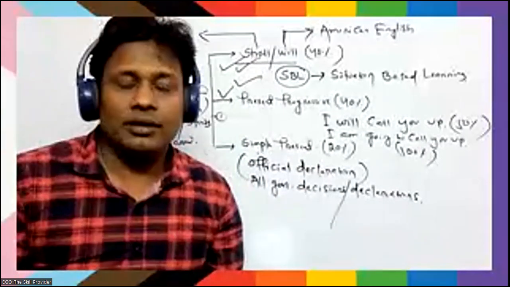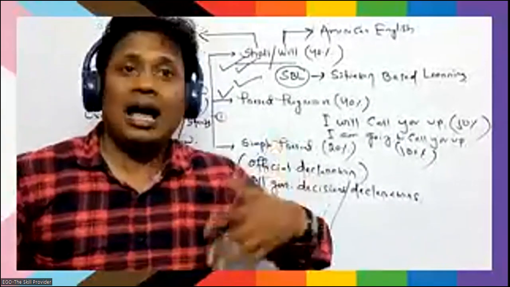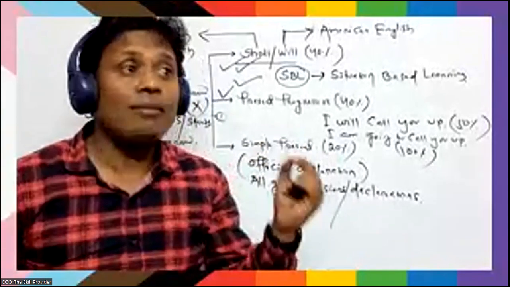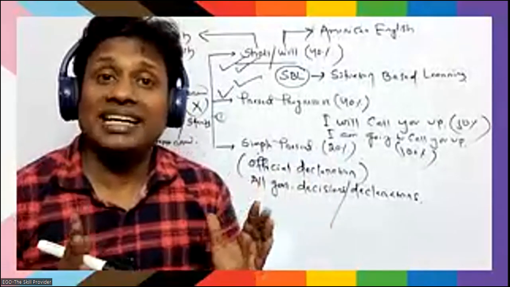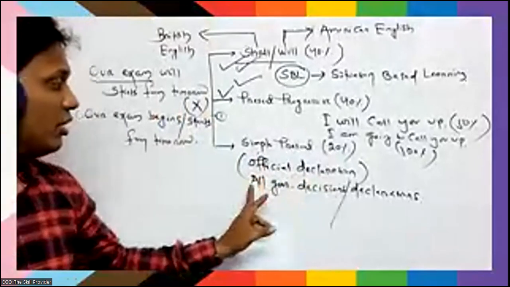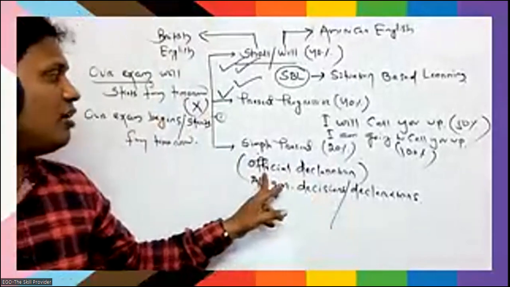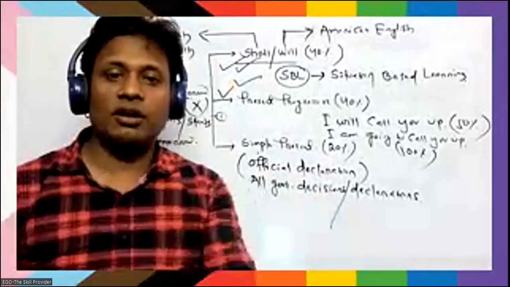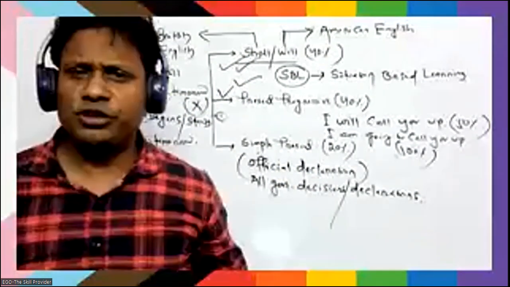That means 100%. I'm going to purchase a bike. 100%. I'm going to Goa tomorrow, or I'm traveling to Goa tomorrow. 100%. I'm going to do engineering. 100%. So all the things that you have taken a decision in advance, and for your official declaration, that means whatever the government decisions and declarations, that comes under official declaration, and this concludes your chapter, something called present, future time. All about future time.